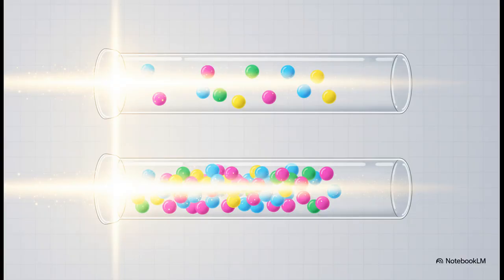But here's the kicker. We don't just want to know if an element is there. We need to know exactly how much of it is there. Enter the golden rule, the Beer-Lambert law. It's kind of like putting on sunglasses. The thicker the lenses, or in our setup, the more analyte atoms floating in that optical path, the more light gets absorbed. It's a direct, perfectly proportional relationship that gives us an incredibly precise way to measure concentration.